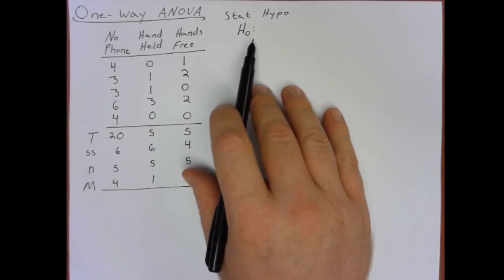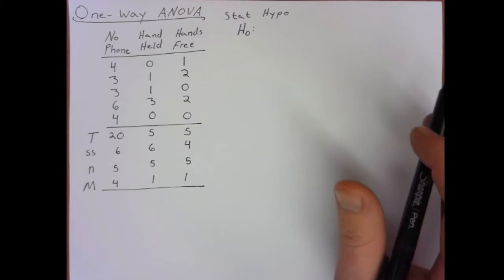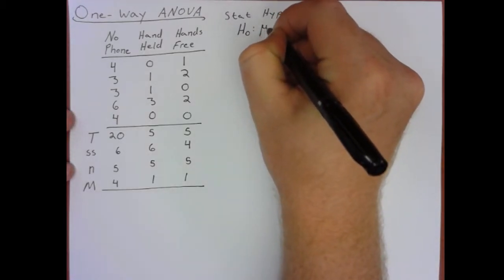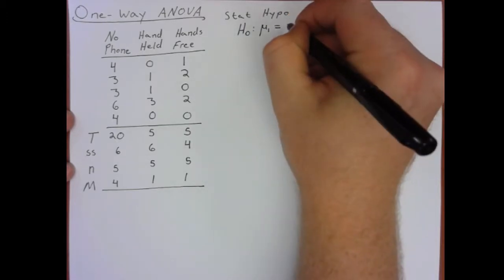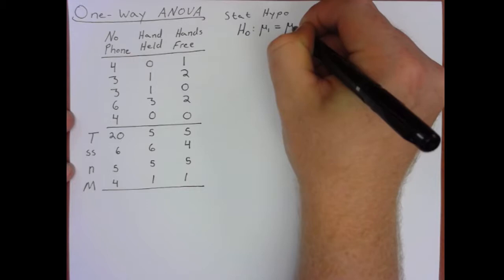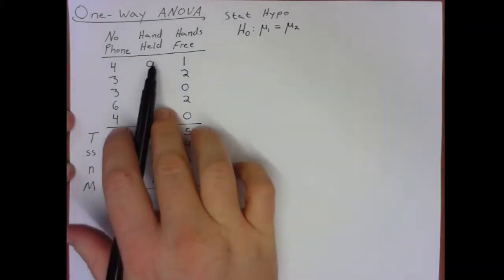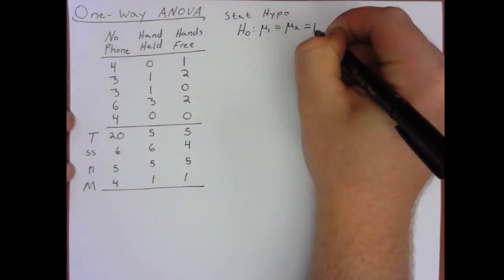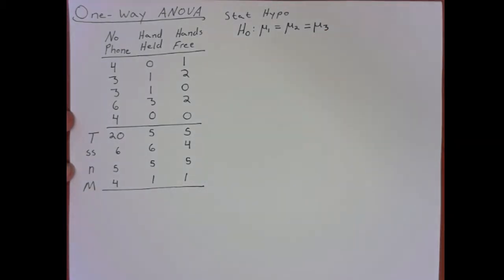Now, the null hypothesis for an ANOVA essentially states that there's no difference between these groups. In other words, sample 1, which comes from population 1, has a mean that's equal to population 2, or the population that sample 2 came from, and so on and so forth for the third population as well.